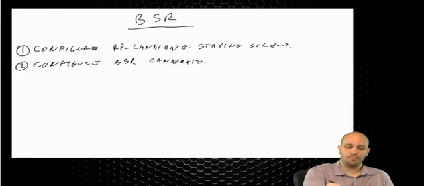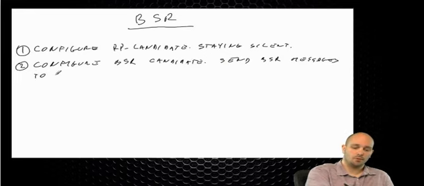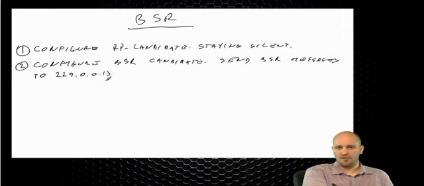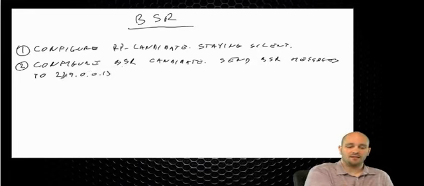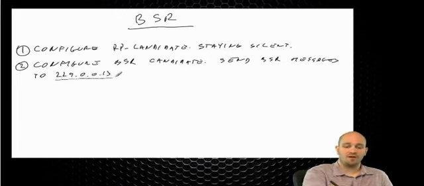What's going to happen at that point is they are going to start sending BSR messages to 224.0.0.13. I believe it's 13, which is the address of all PIM routers. Now, keep in mind that this here is link local. So these messages are never routed. Messages, so this is the next step.